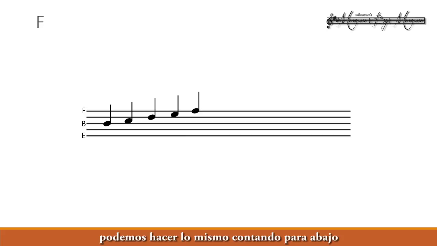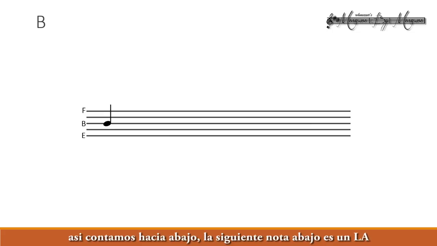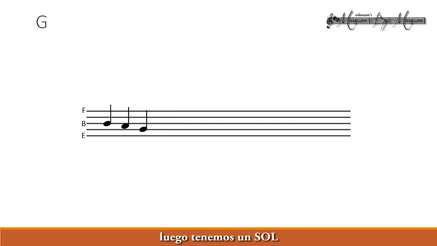And we can do the same thing counting down. Let's go back to our trusty B. So we count down. The next note down is an A. Then we have a G, an F, and we get to the E.